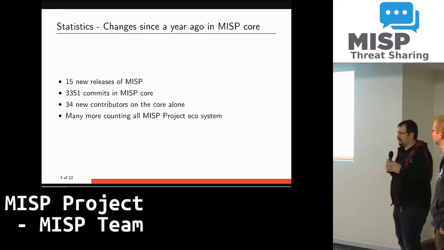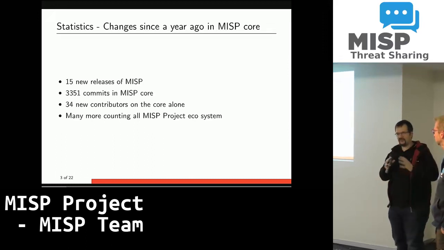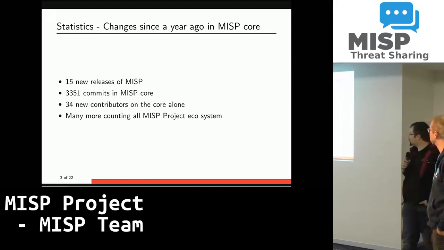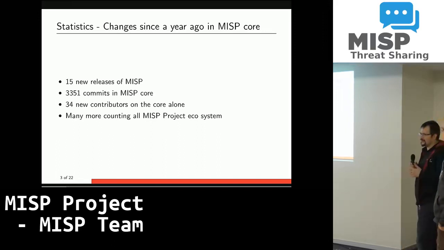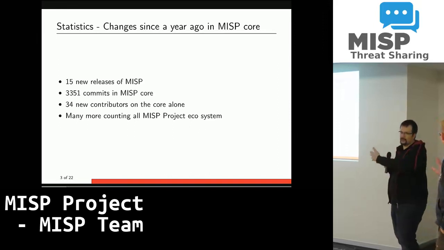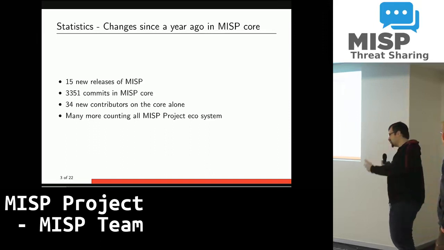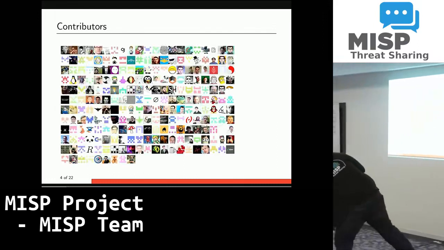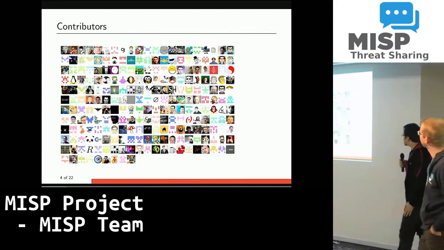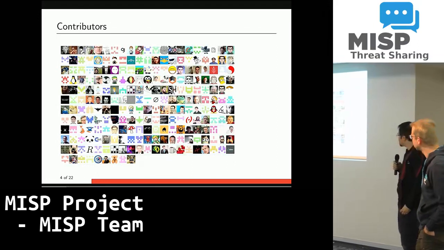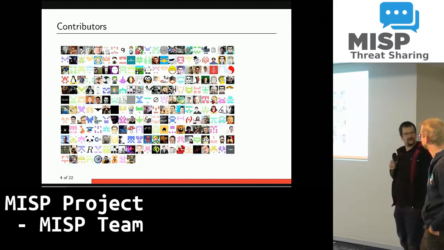These are just the numbers for the MISP core software. This is not touching on galaxies, taxonomies, and so on. If you would count those, these numbers would be much, much higher. Of course, very often the people that are contributing to the core, to the software part, are not necessarily the same ones that are contributing, for example, to the galaxies or the taxonomy definitions and so on. This is a little graphic that Alexandre maintains on the site. It's basically the GitHub icon of all of the contributors. I think this is only for the core project.